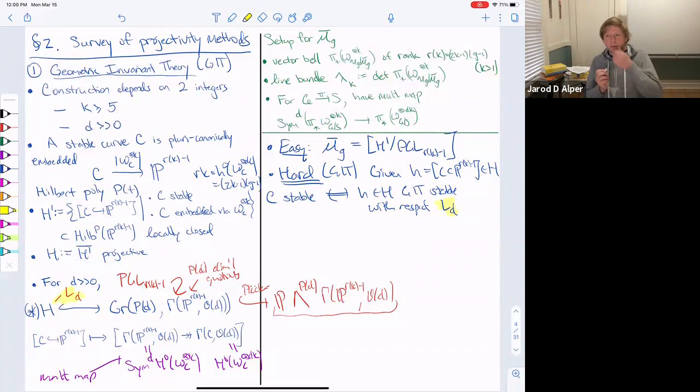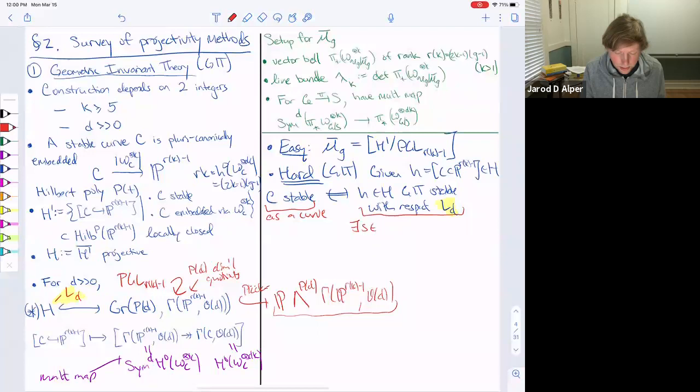Right, and here on the left-hand side, this is stability as a curve. And here, this is stability with respect to GIT, and that means that there exists a section S on H of L_D to some power, maybe non-zero power, but that's invariant with respect to the PGL, such that the section doesn't vanish at H.